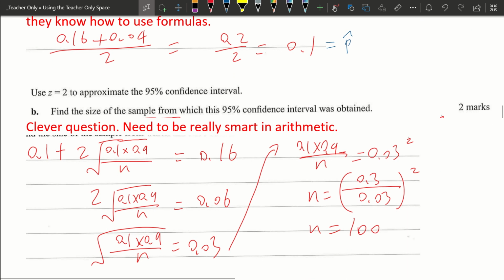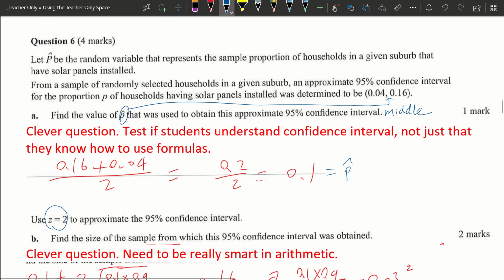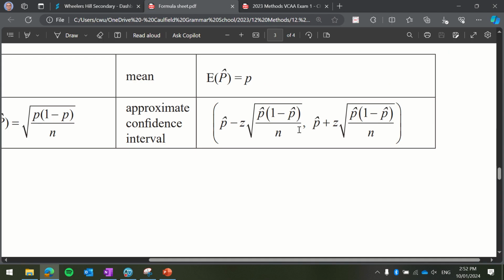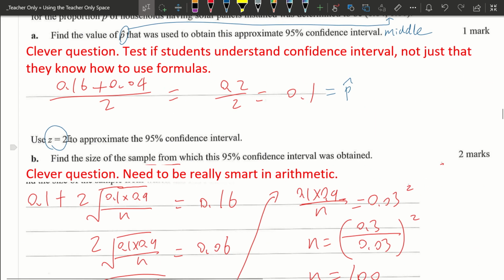And then this is exam 1. You don't have the calculator, so in this case, it makes your life easier. Z is equal to 2. Now you may be saying, what is this Z value? Where did it come from? Well, in the confidence interval formula, there's a Z number, and this Z is what the exam question is referring to. Z is equal to 2.